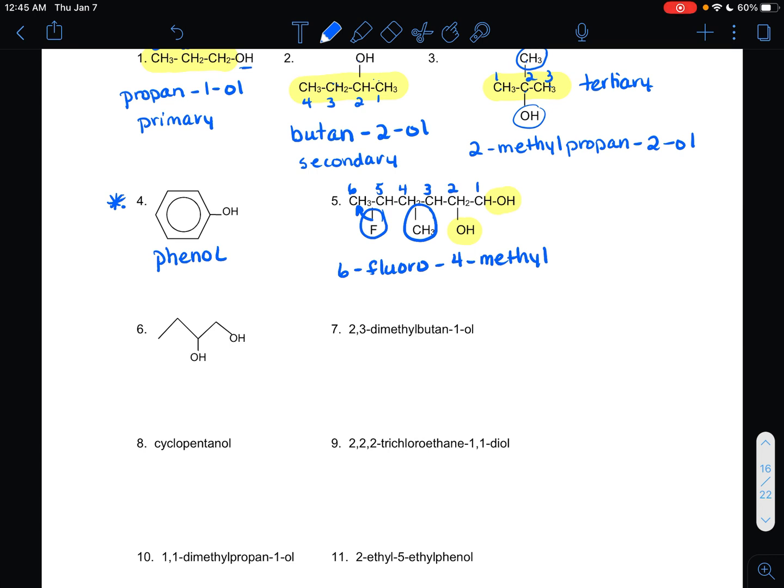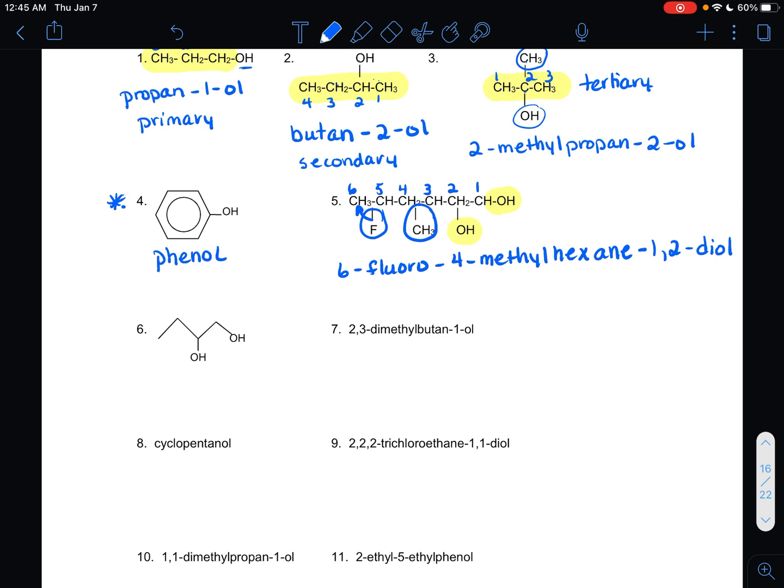And then again, for my alcohols, this is going to be hex. Here's the thing. The E is not dropped when you've got two or more of the hydroxyl groups. So instead of dropping the E, I don't. And this is hexane 1,2-diol. Okay? I know.